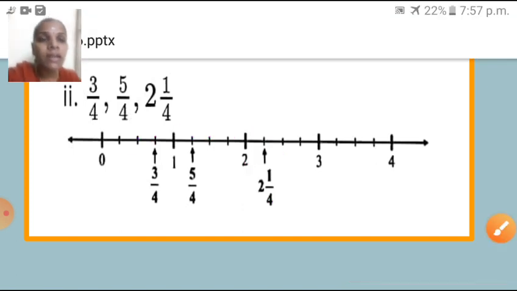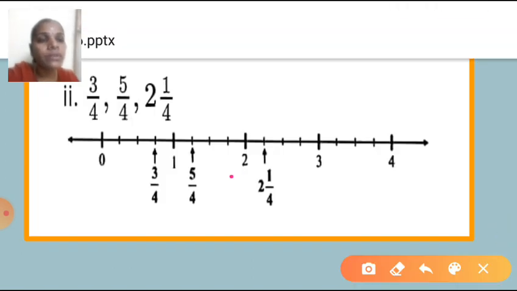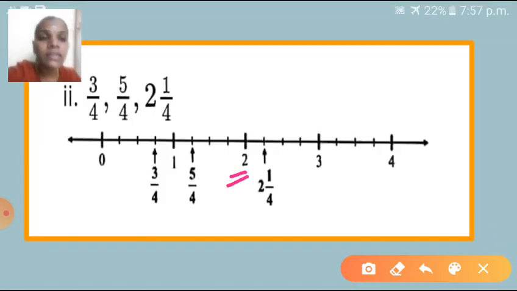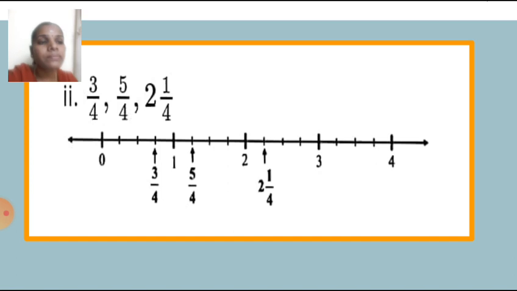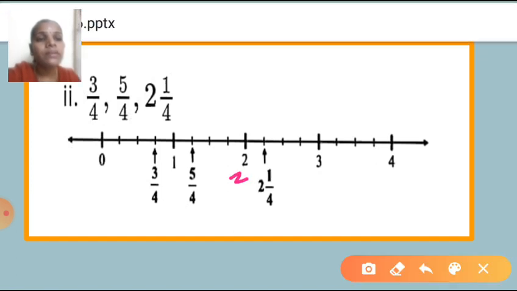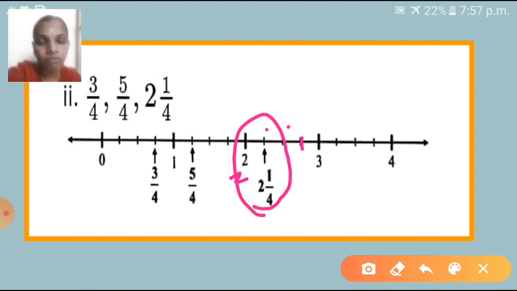Otherwise, see here after that unit 2, you have to see. After the unit 2, this one is 2 1 upon 4. This one is 2 2 upon 4. This one is 2 3 upon 4. But we want 2 1 upon 4 here. So that's why here I have written 2 1 upon 4.